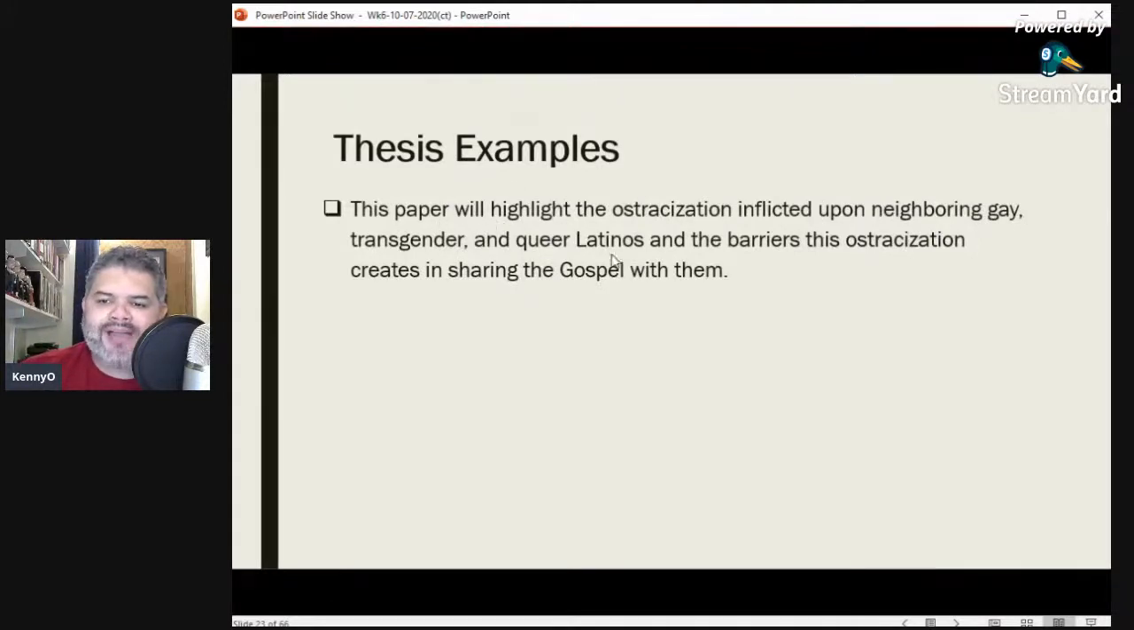This paper will highlight the ostracization inflicted upon neighboring gay, transgender, and queer Latinos and the barriers this ostracization creates in sharing the gospel with them. This was an excellent paper, probably the best paper of that class, in my opinion. It was fantastic. Basically, this young woman was passionate about this because she was a young Caucasian woman who was dating a Latino man, actually, and she later got engaged to him.